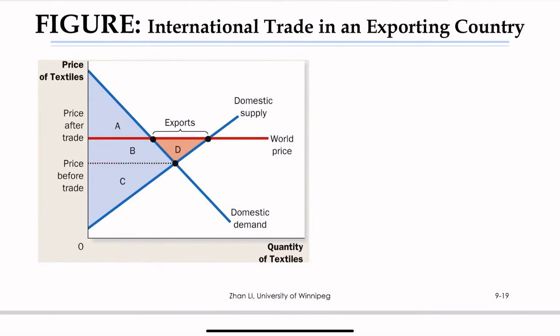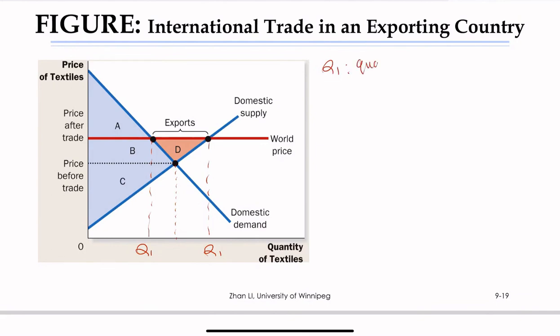Now, what about quantity? Well, what you can see here is previously, the equilibrium was given by the point D here, right? And after the country becomes an exporter, we will actually have two quantities, right? So let's call this Q1. This is Q2. What is Q1?